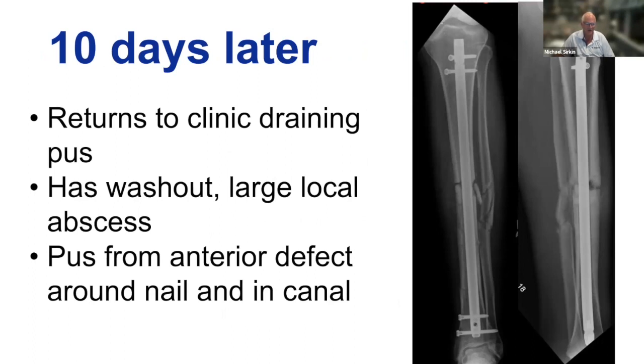And now he has a large local abscess and he has pus from his anterior defect around the nail. So now we're seeing pus in the intramedullary canal, which we didn't before.